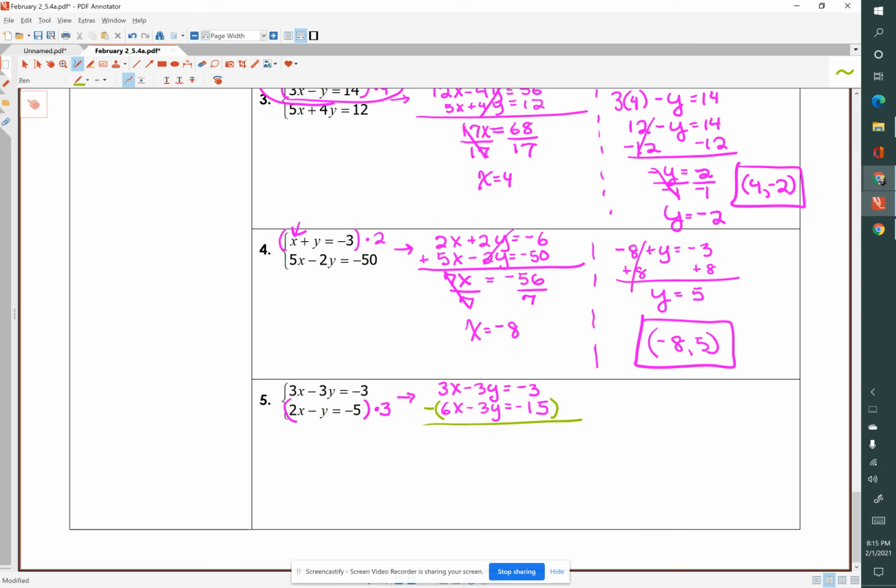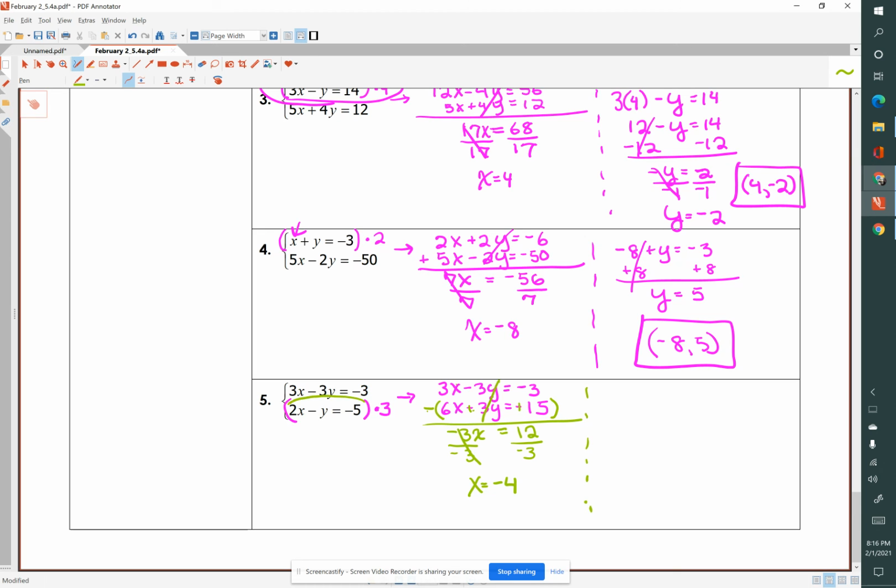3x minus 6x is negative 3x. Now negative 3y minus a negative 3y is the same as negative 3y plus 3y, and the y's will cancel. And then negative 3 minus a negative 15 is like plus 15, and negative 3 plus 15 is 12. Divide both sides by negative 3, and x equals negative 4.